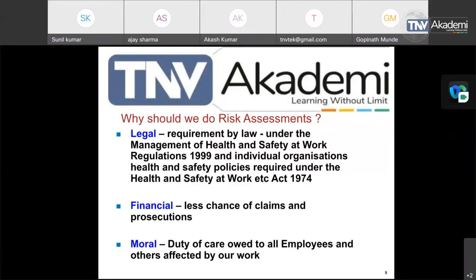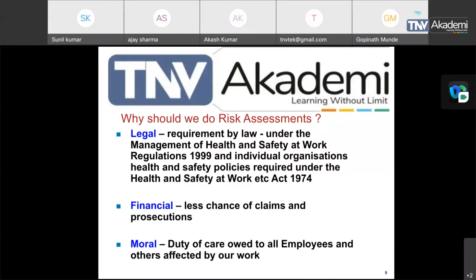Okay. And the second one is financial: less chance of claims and prosecutions. When you are in the industry, there are many types of risks happening, so you have to overcome and avoid them. There can then be fewer chances of claims and prosecution. And the third one is moral: a duty of care to all employees and others affected by our work.